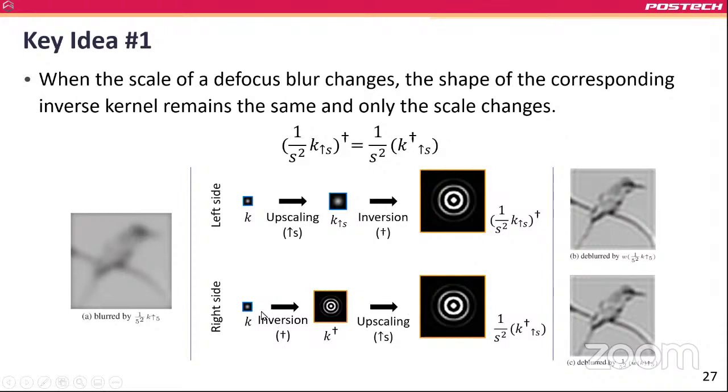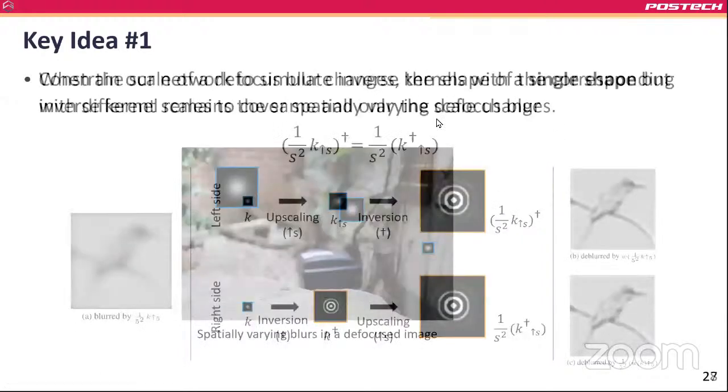This one is obtained by taking this corner, obtaining the inverse corner, and upscaling. Then this is the same, okay? We can also verify that using an example here. This is the result obtained from this one, and this was from this one. You can see that they're almost the same. But what does that mean?